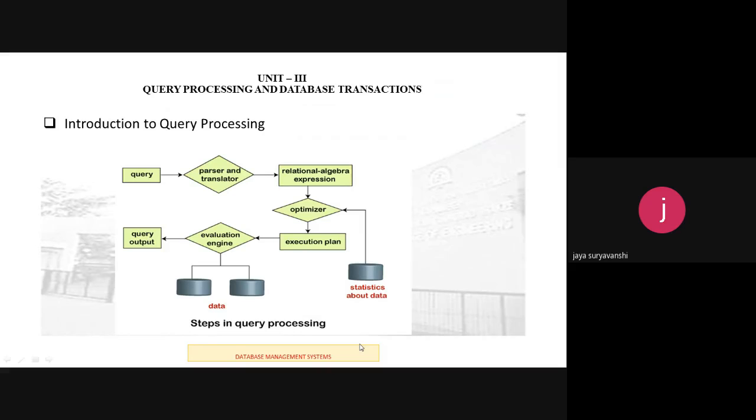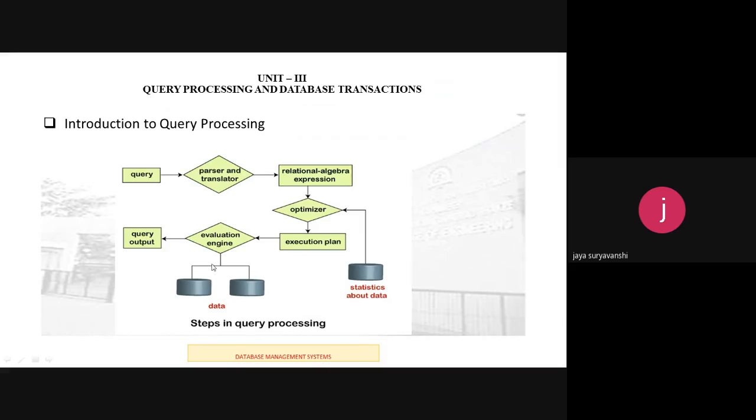In this diagram, the first stage is to transform the query into the standard form. A query is translated from SQL into relational algebra expressions. During this process, the parser checks the syntax and verifies the relations and attributes used in the query.